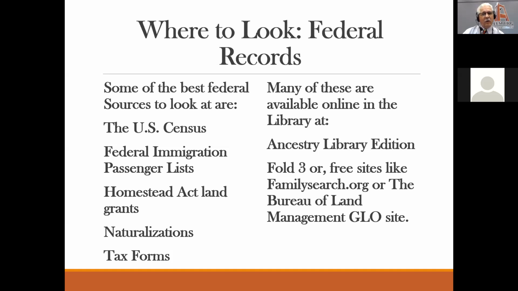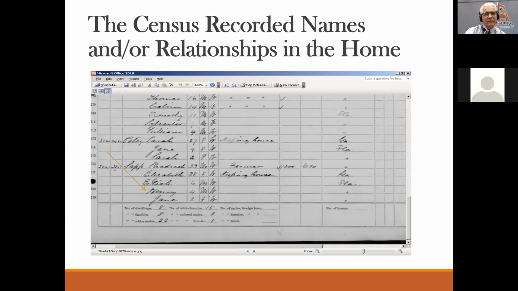Some of them will have Fold3 like we do. And there are a couple of free sites like familysearch.org, which is the best place to go if you don't have a subscription, and even some more obscure things. And this is where the Homestead Act comes in, the Bureau of Land Management, which is the General Land Office site. So there's a lot of places to look, and I'll show you more about that.